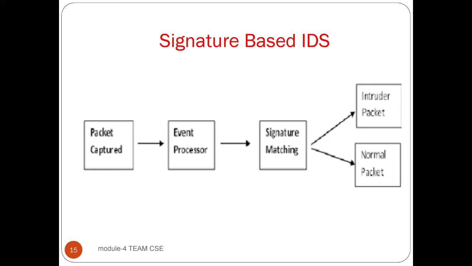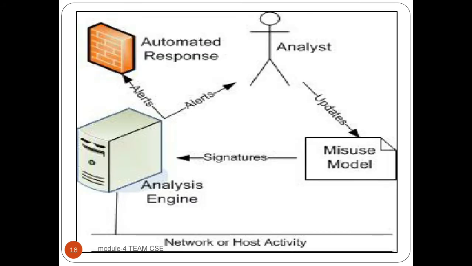This is an example. The packet is captured here and it will be sent to the event processor. From there, it will be sent to signature matching. Based on that, you can identify whether it is a normal packet or an intruder packet. Next slide, please. This is one more example where you can understand the signature messages.